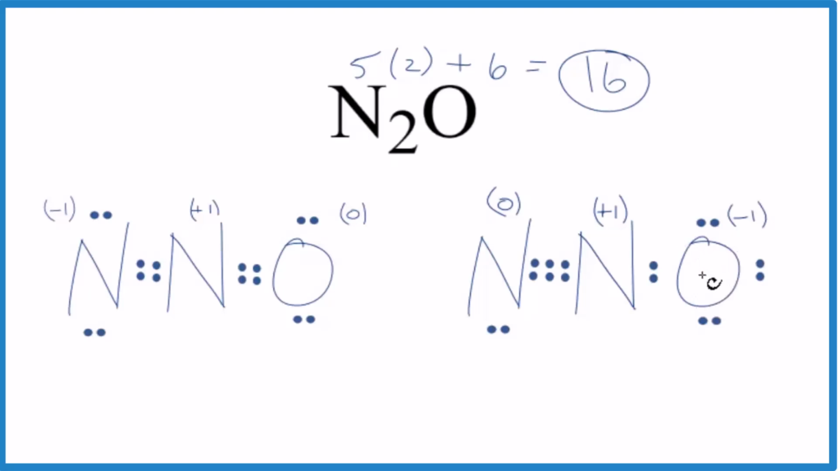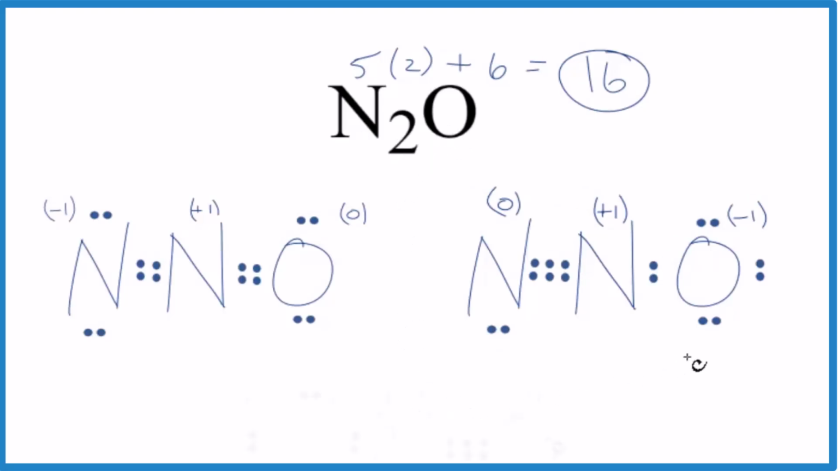So when we have formal charges, it's best to have the negative formal charge on the more electronegative element. So here we have oxygen, it's more electronegative. It has the negative formal charge. Over here, we have the negative formal charge on the nitrogen, the oxygen 0. So this structure is actually a more favorable or a more stable resonance structure of N2O.